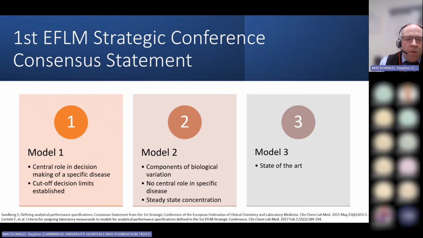Model 2, which is probably by far and away the most familiar to most people, is based around biological variation and has been the mainstay of the total error approach for a long, long time. And they've also added in a third model, which is state of the art. So that is the best possible analytical performance based on what was available on the market at the time.